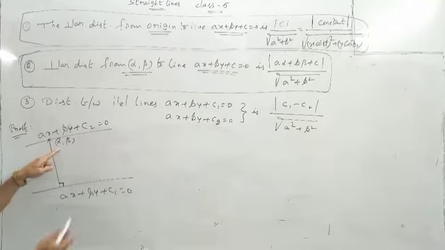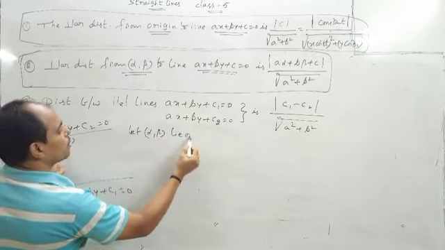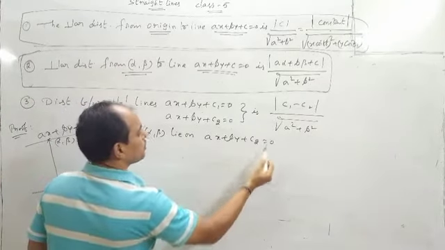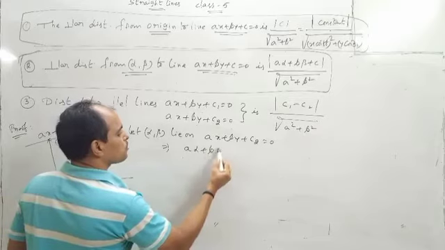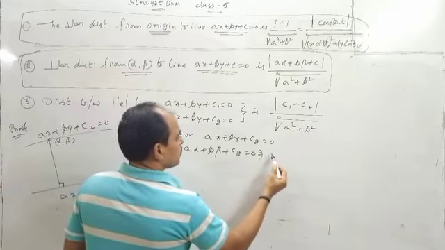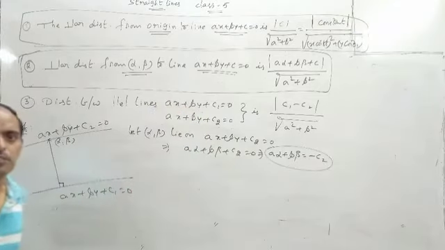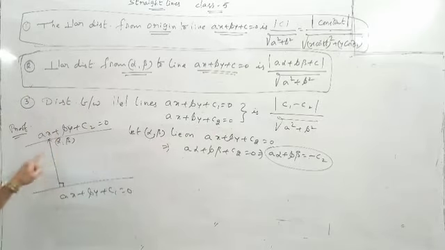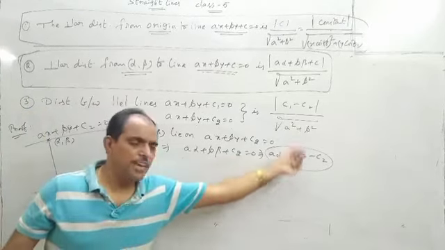Let alpha beta lie on, I am taking on the line ax plus by plus c2 is equal to 0. Since this point lies on the line, it satisfies. So a alpha plus b beta plus c2 is equal to 0. That is a alpha plus b beta is equal to minus c2. So this point I am assuming lies on the line. You substitute that point, you will get one condition. From that we have a alpha plus b beta.